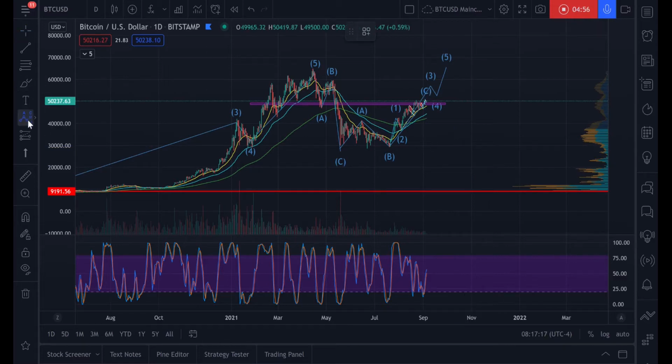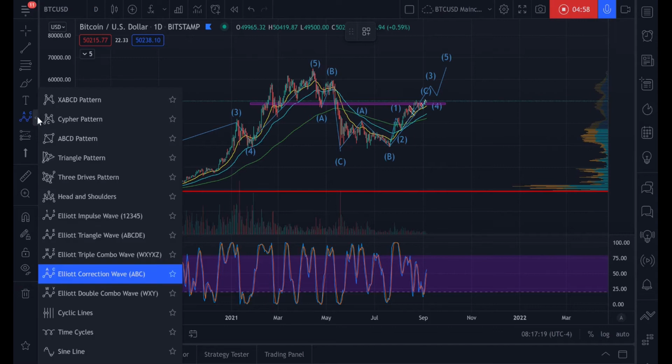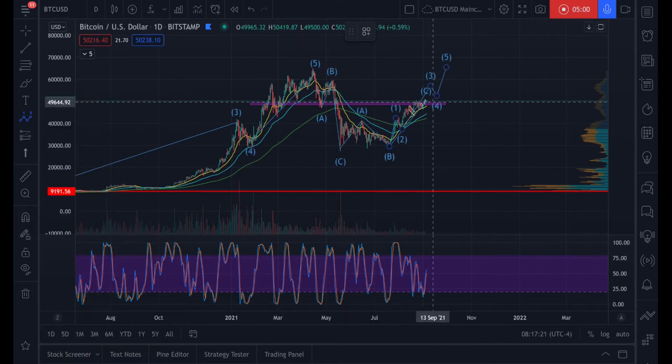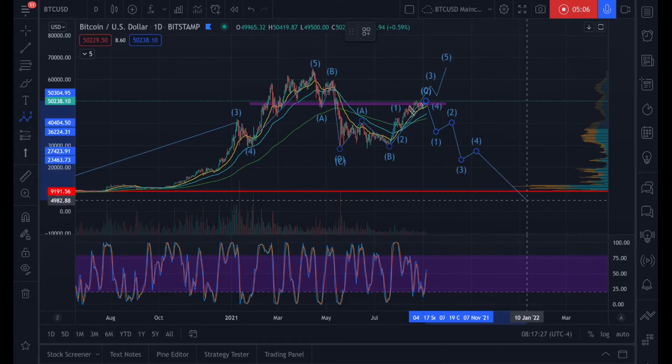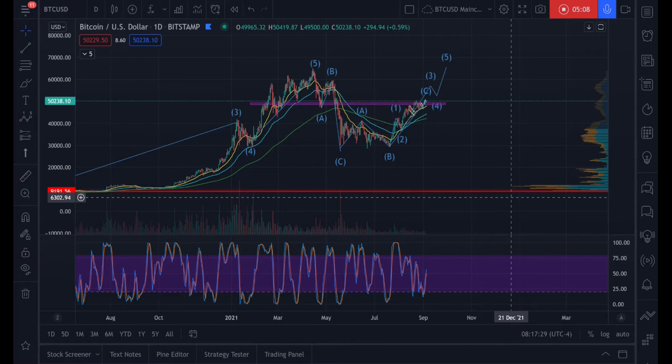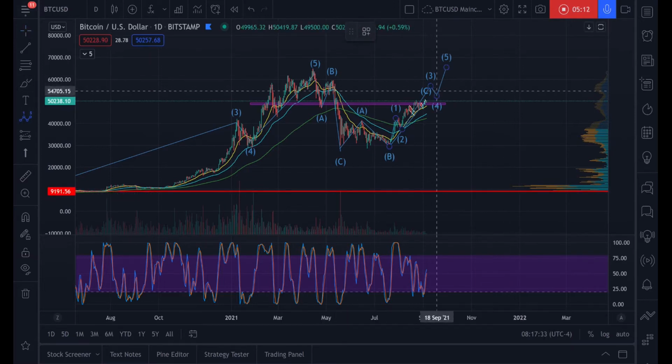So that would be here. A, B, C, D, E. It can take us all the way down here. Sorry, I don't know why that didn't play out. Let's try that one more time.